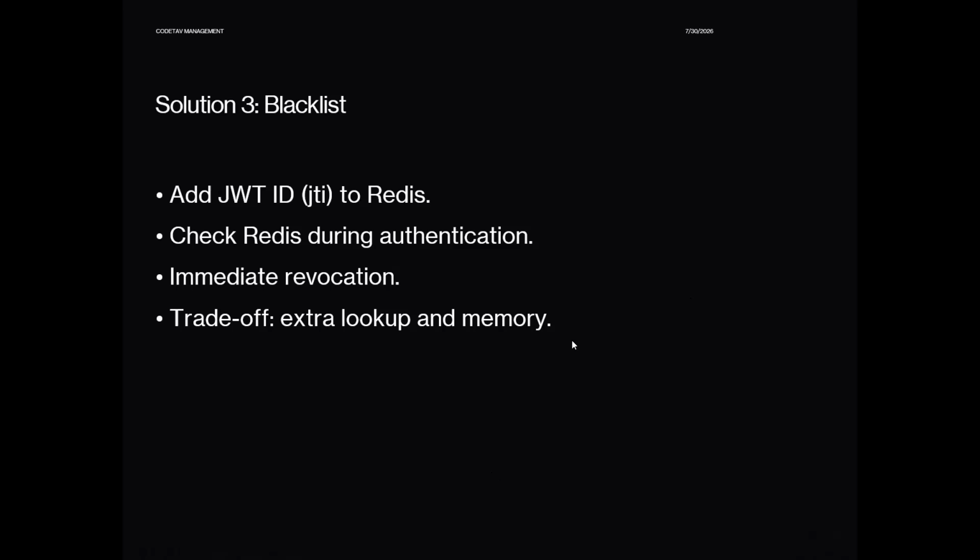Another approach is maintaining a blacklist. Every JWT has a unique identifier called JTI, that is the JWT ID. When the user logs out, the server stores that JTI inside Redis. During every request, Spring Security checks Redis. If the JTI exists, then reject the request immediately. Okay.